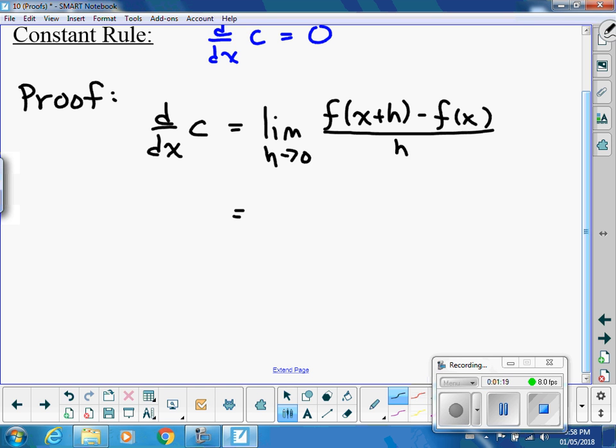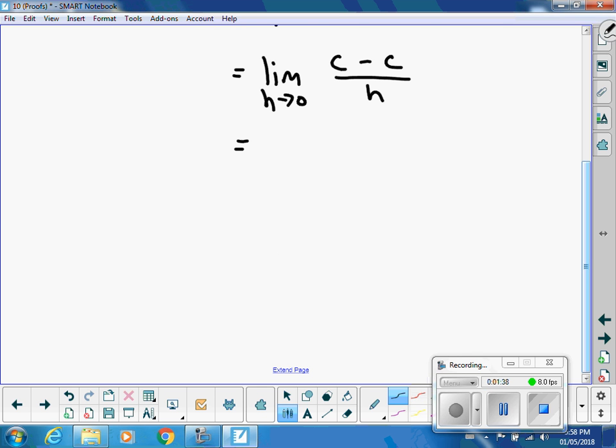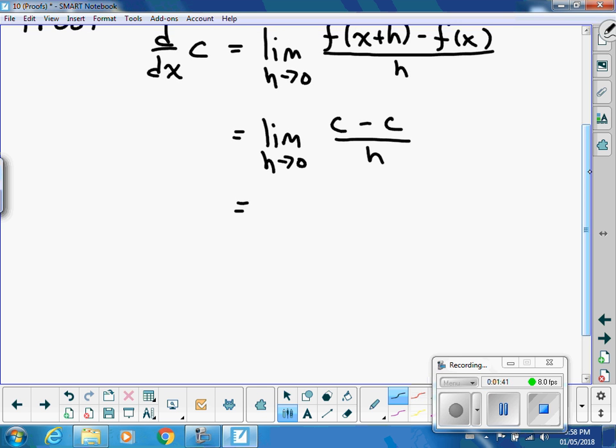What we would do here is plug x plus h and x into our function. But our function is just a constant. So when I do that, I get the limit as h goes to 0 of c minus c over h. That would be the limit as h goes to 0 of 0 over h.